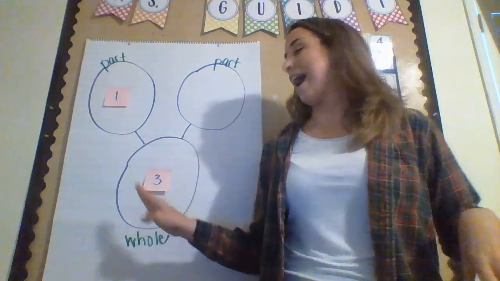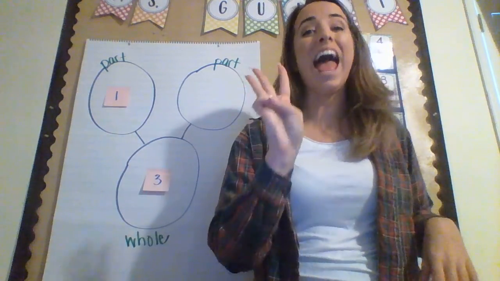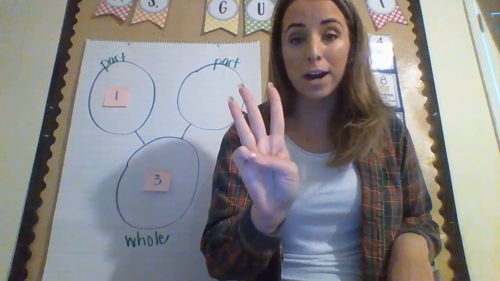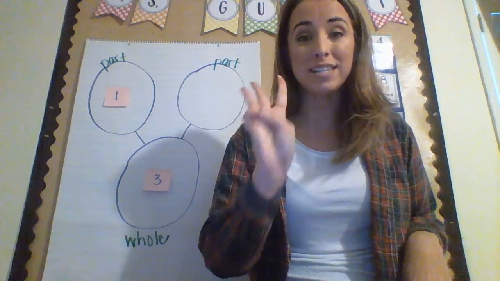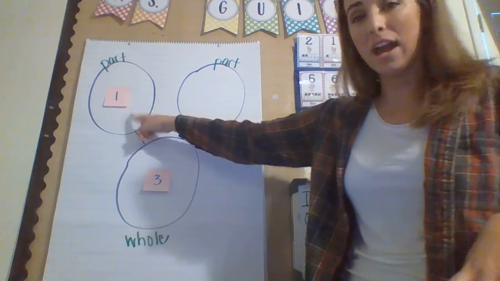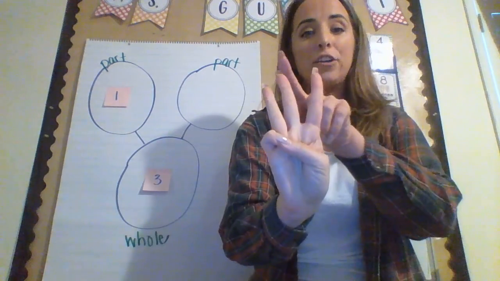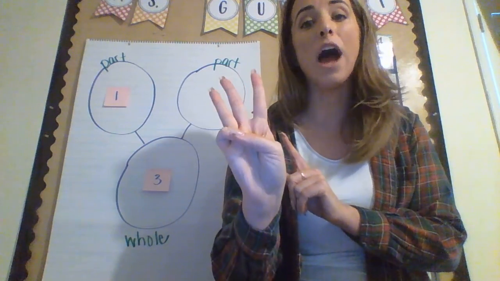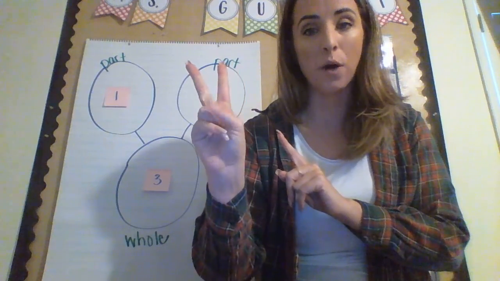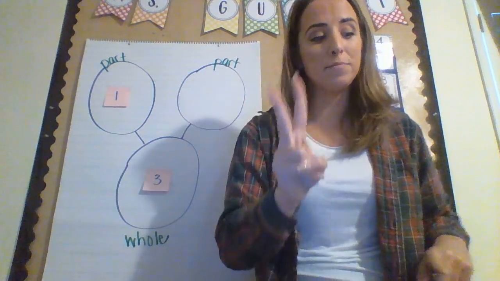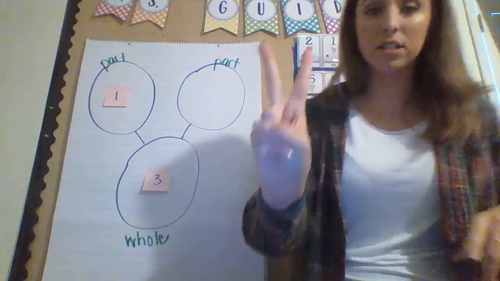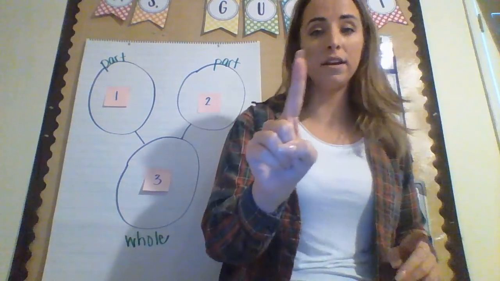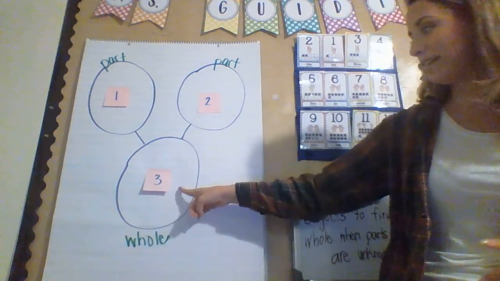All right, so our whole is 3, and we know one of our parts. Because we know one of our parts, we can put our fingers down. You should have 3 fingers, and you're going to put down one of your parts. So put down 1 finger. So that must mean, what is our other part? 2. Okay? 1 plus 2 more is 3.